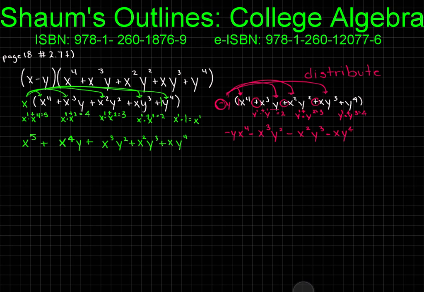And for my last part, I have opposite signs, plus and minus. So my answer will be minus. And then I have y times y to the fourth. And this is 1 plus 4 equals 5. So I get y to the fifth.